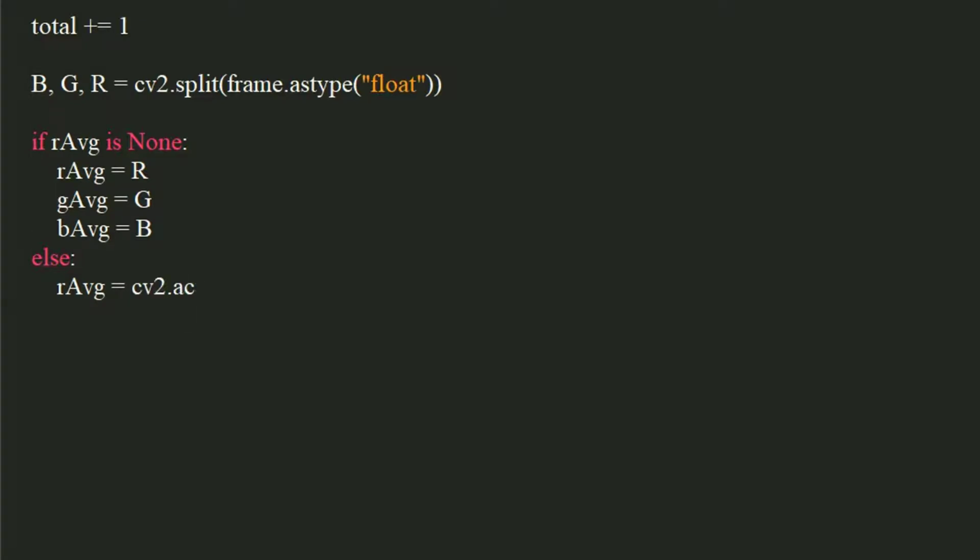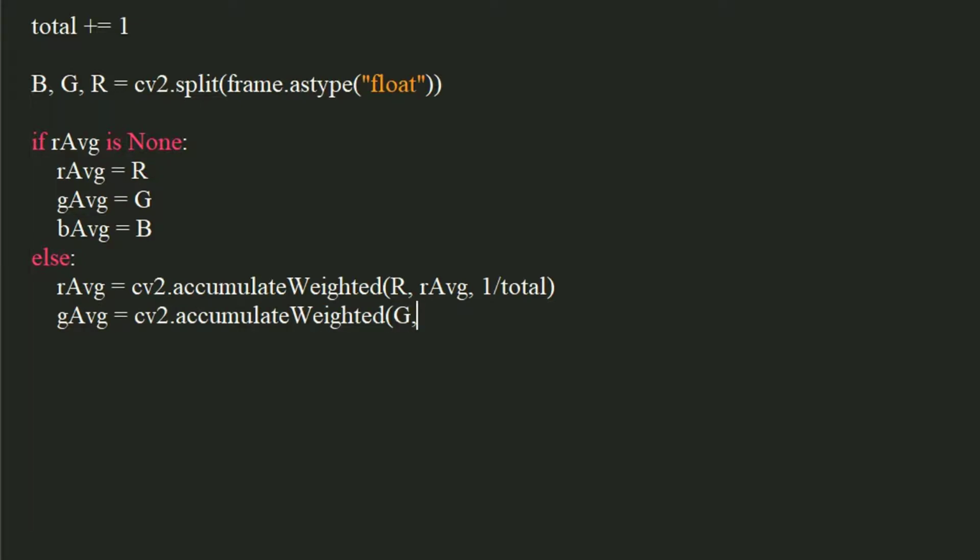We will use CV2's accumulateWeighted function for this. For the R average, pass the red channel array to it as source. Pass the R average as accumulator. We will set the weight of the image to the reciprocal of the total variable. Repeat the same steps for green and blue channels.